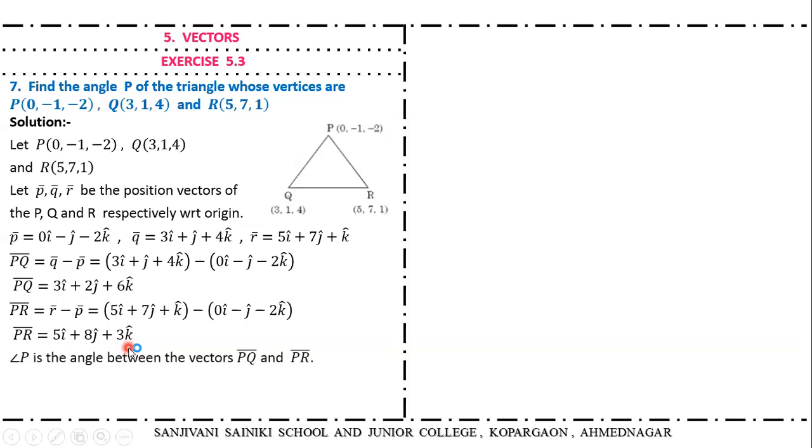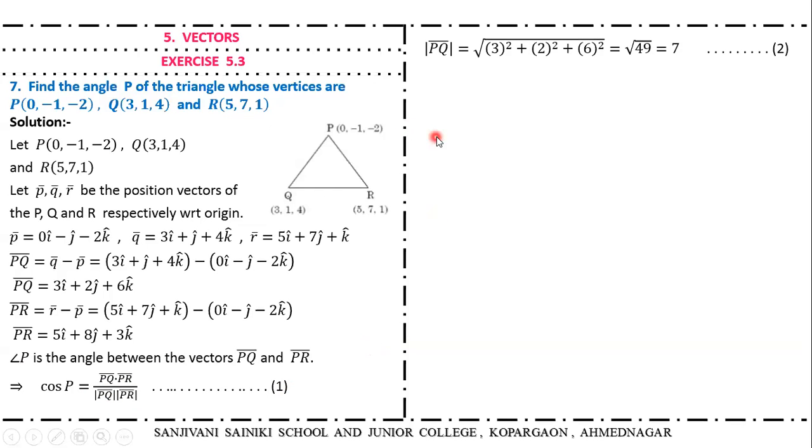Now angle P. Angle P is the angle between these two vectors, PQ bar and PR bar. This angle P is made due to PQ bar and PR bar. So cos P is equal to PQ bar dot PR bar upon modulus of PQ bar times modulus of PR bar. This is equation number 1. So we have to find the magnitude of PQ bar. Let us find the square root of 3 square plus 2 square plus 6 square. It is root 49, so it comes out to be 7.